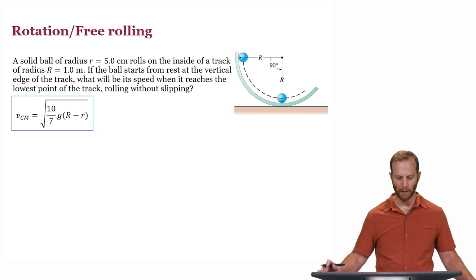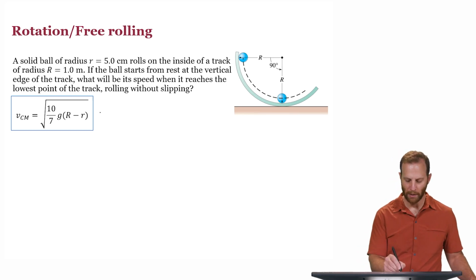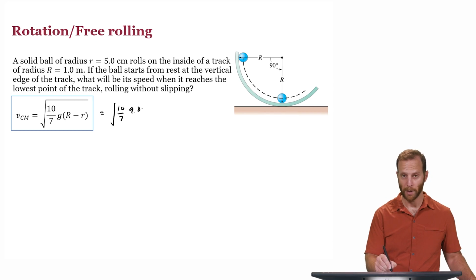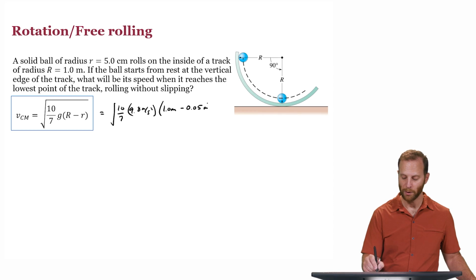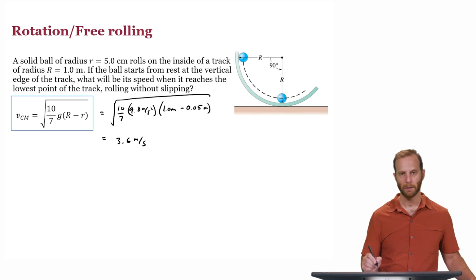Okay. Finally, let's take our final result and plug in the numbers that we have. We have a square root 10 over 7. g is 9.8 meters per second squared. Big R is 1 meter. Little r is 5 centimeters or 0.05 meters. When you work this out, you'll find that the answer is 3.6 meters per second.